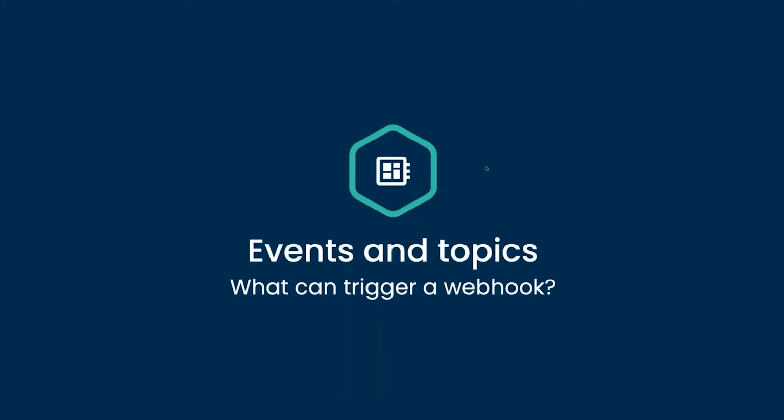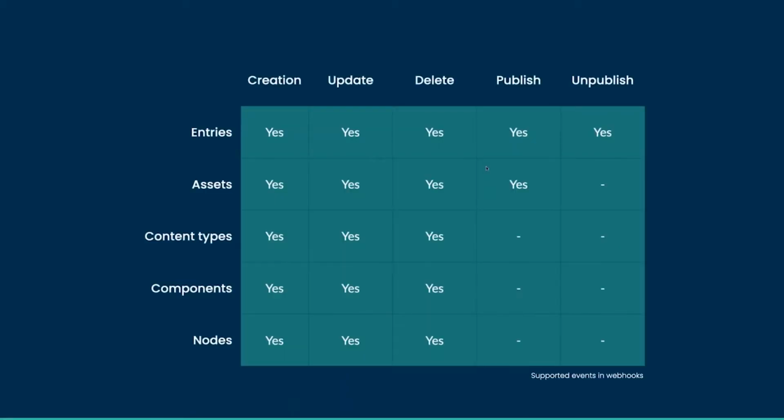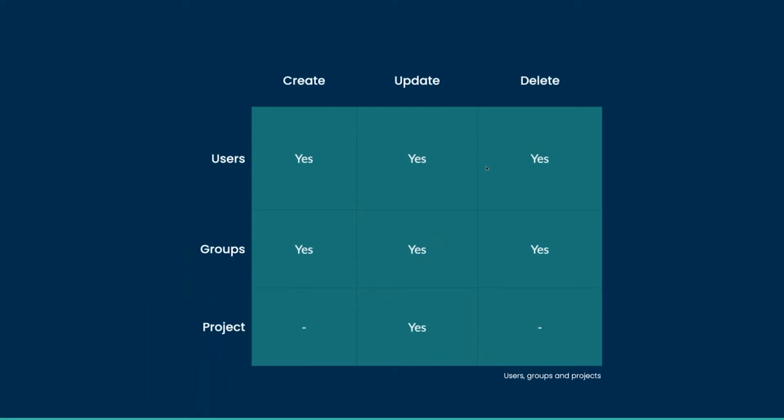So what types of things can trigger a webhook? What types of event are there? Well, up until today, that we've got running at the moment, you can create, update, delete, publish, unpublish entries, and we can fire webhooks on that information, on assets, creation, updating or deleting content types or components, and as I mentioned earlier, node changes in the site view tree. We also have got support for users, groups, and project changes that go on.